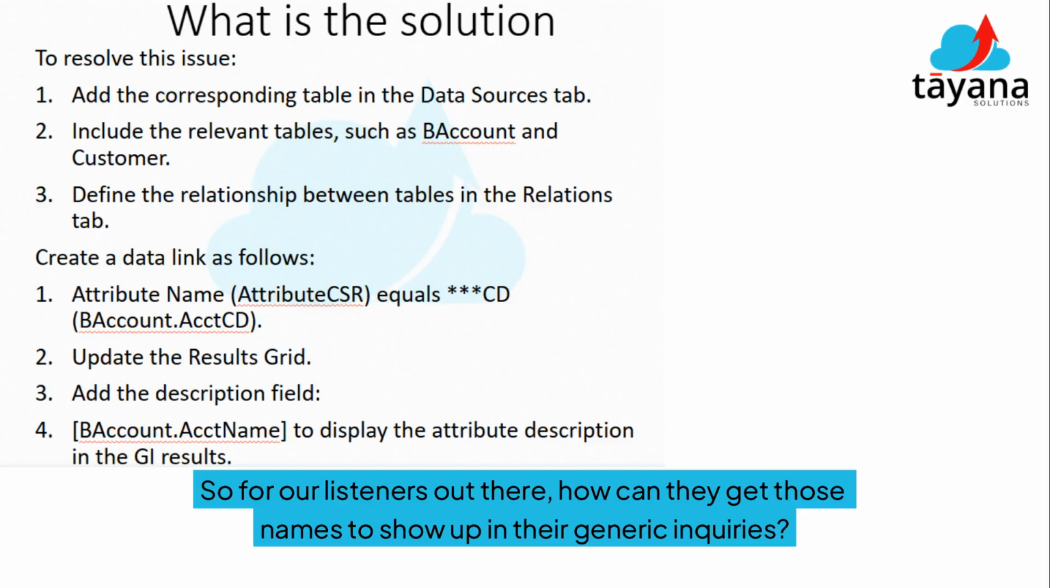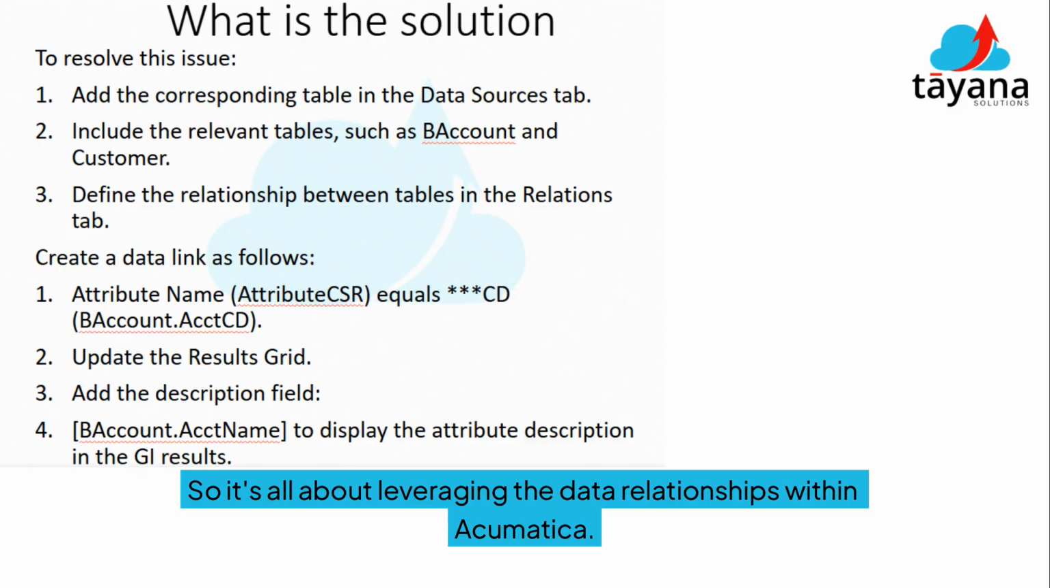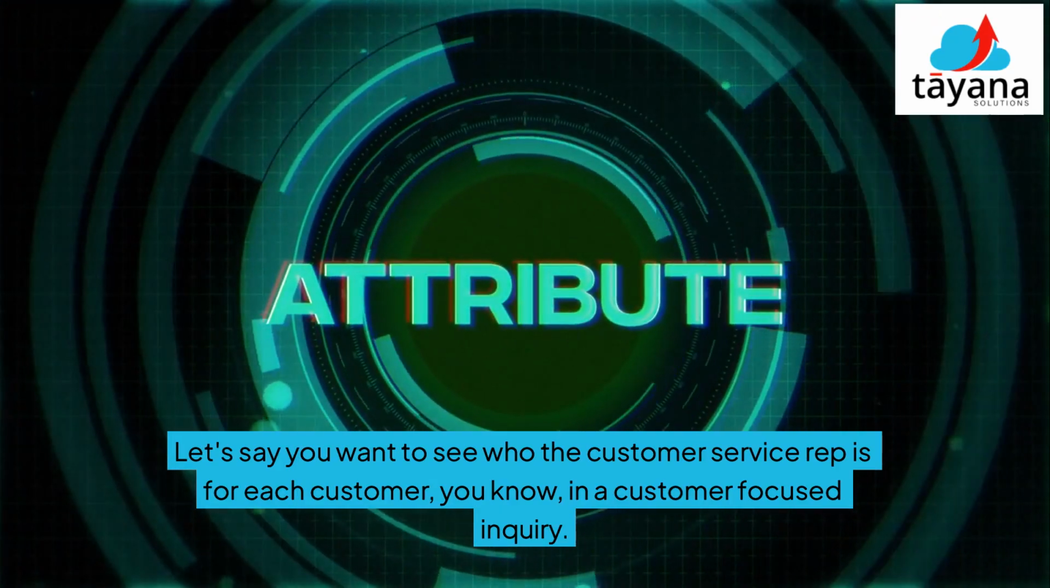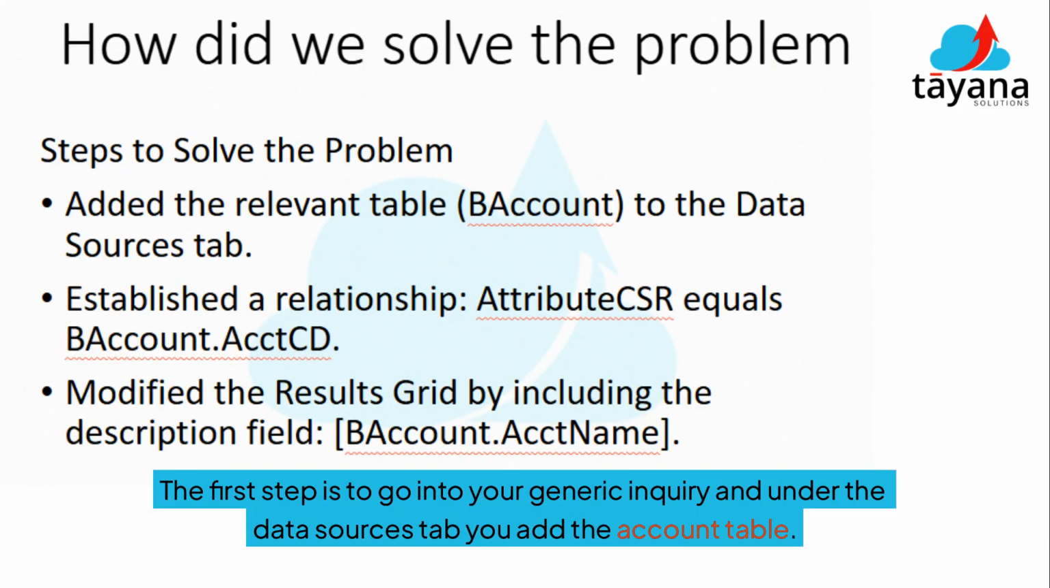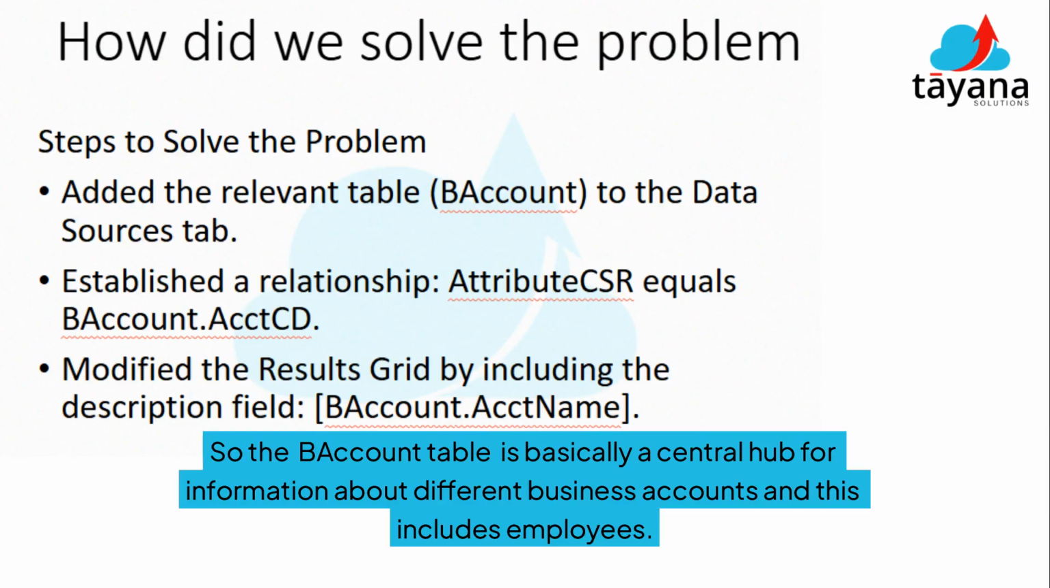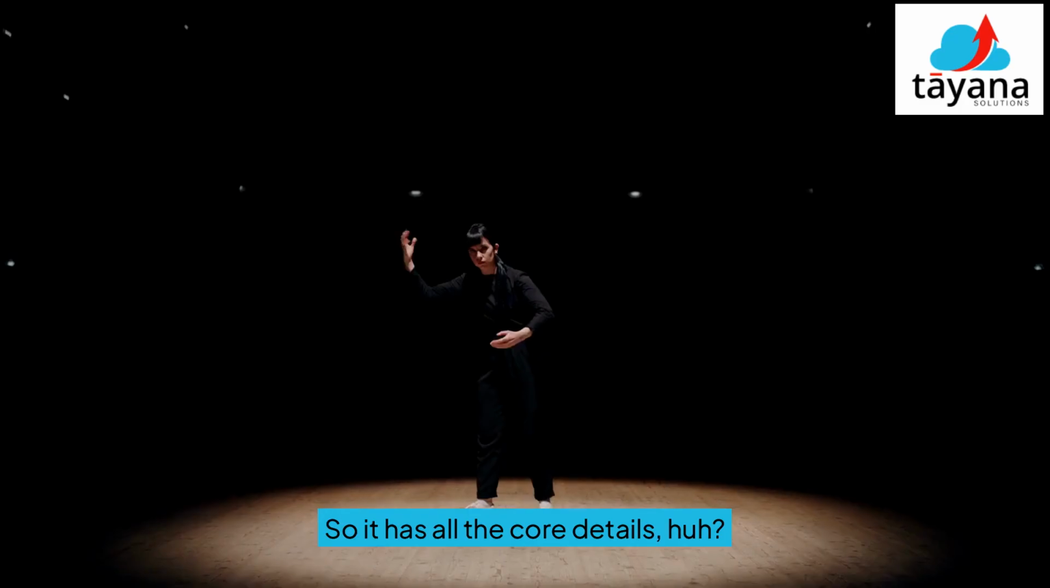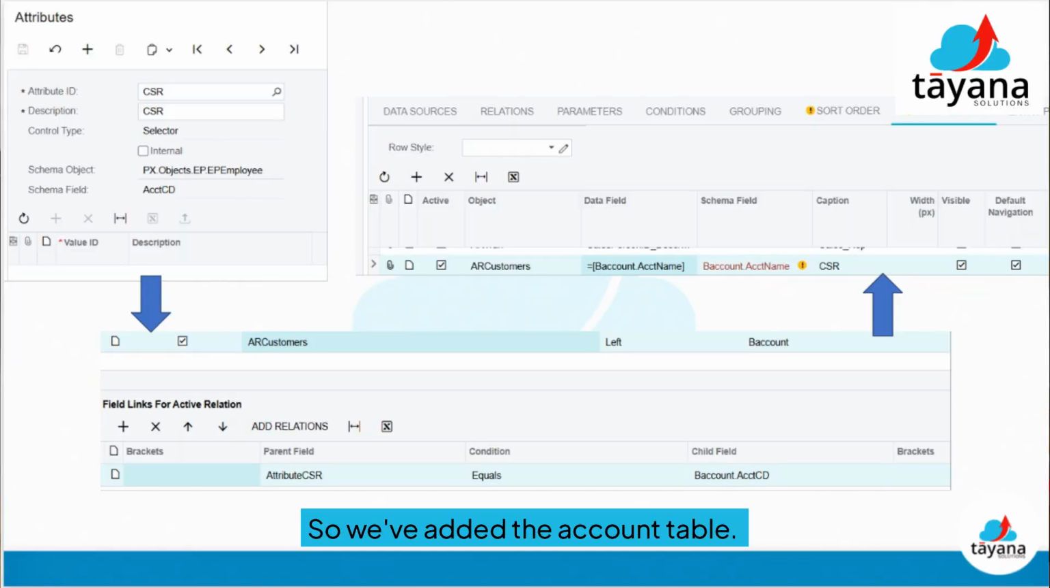So for our listeners out there, how can they get those names to show up in their generic inquiries? So it's all about leveraging the data relationships within Acumatica. Let's say you want to see who the customer service rep is for each customer in a customer-focused inquiry. The first step is to go into your generic inquiry, and under the Data Sources tab, you add the account table. Got it. The account table. Right. So the account table is basically a central hub for information about different business accounts, and this includes employees. So it has all the core details, huh? Pretty much.